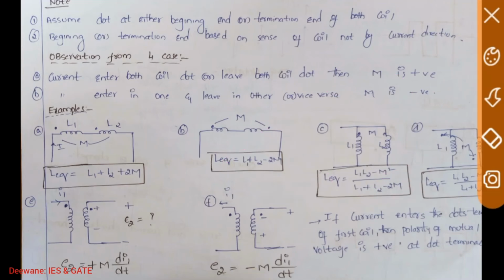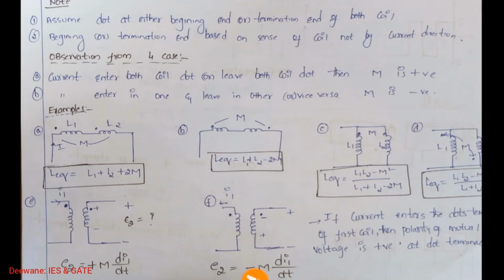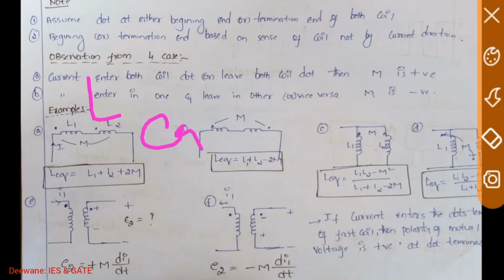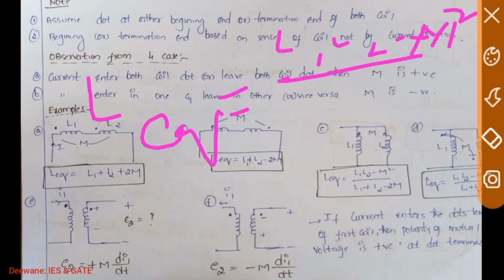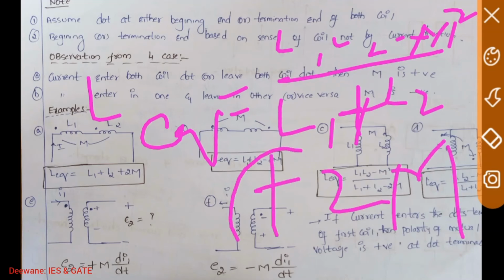Take the fourth case here. In one dot terminal current enters, in the second dot terminal it is leaving, so the equivalent inductance has to decrease. In this case, in the denominator, it is not visible here, L equivalent equals L1 L2 minus M square by L1 plus L2 plus 2M. I am unable to write clearly here. When you add plus in the denominator, the equivalent value decreases. You have to remember it like this. Hope you have understood this.